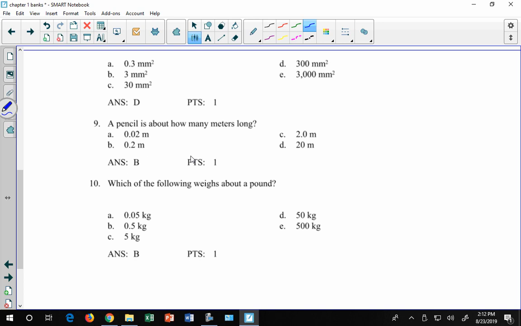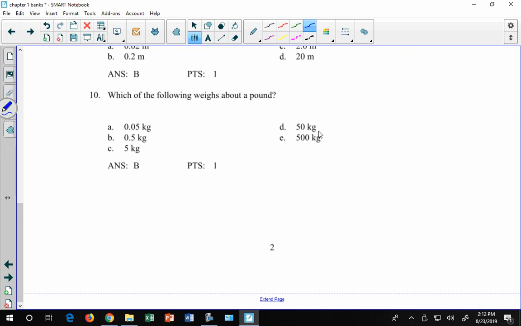Pencil, how many meters long is a pencil? How many centimeters long is a pencil? Well, notice here that I have 2's, so it's going to be 20. It's not 200, it's not 2. A 200 centimeter pencil would be about this long. A 2 centimeter pencil, and my son uses pencils that are like 2 centimeters long, but that's not normal. A normal pencil is about 20 centimeters long.